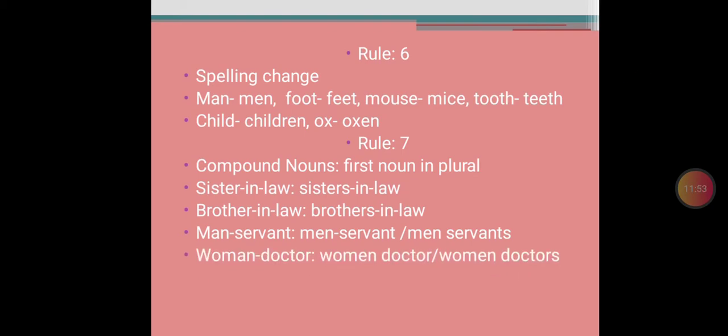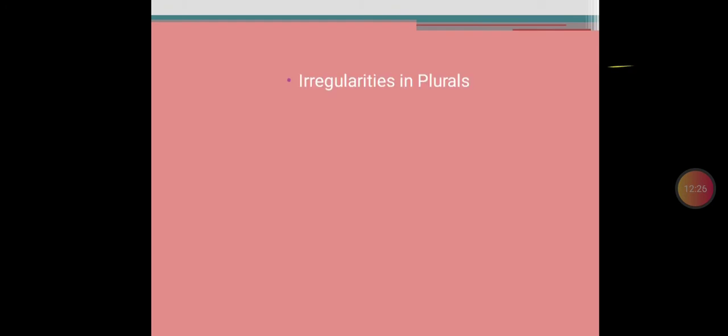Similarly, woman doctor. So we should say women doctor. Even women doctors. Doctor is put into plural form also. That is also correct. Then commander-in-chief, commanders-in-chief. So these are the certain rules. From singular we can go for plurals. Now we go for some irregular plurals.